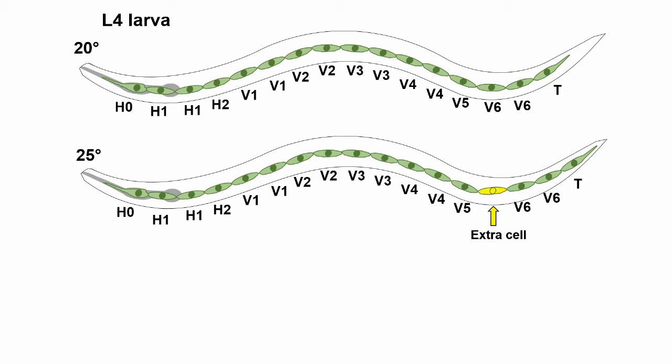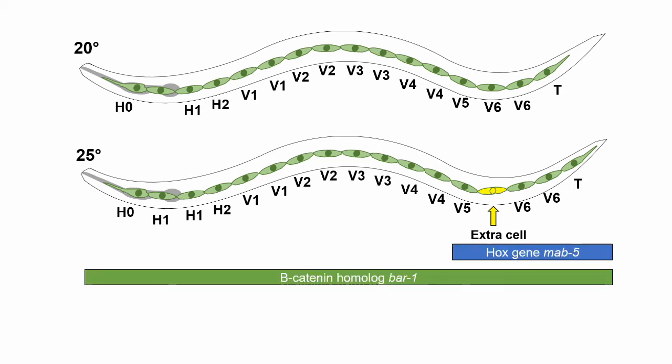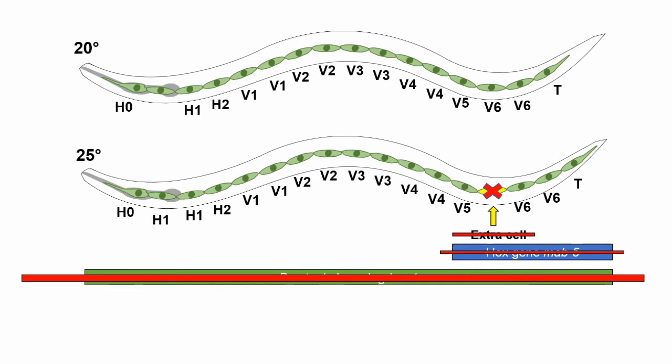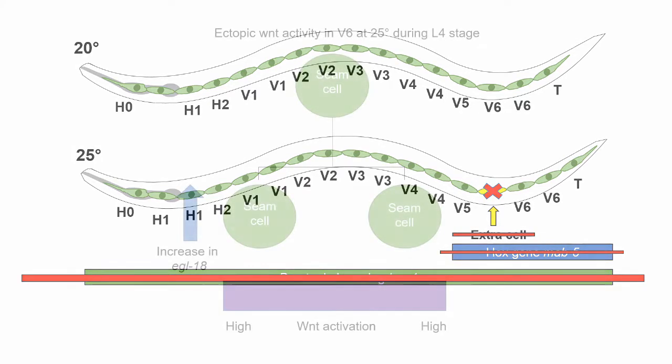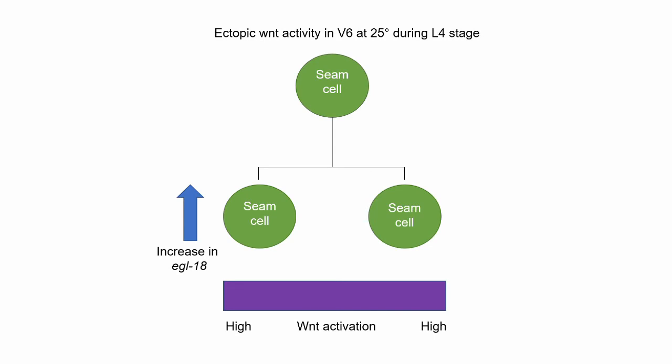Subsequent loss-of-function experiments showed the Hox gene, MAB5, expressed in the posterior region where the error occurs, and the beta-catenin homolog BAR1, expressed in the seam cells, were required for errors in cell fate choice. We also show that Wnt activity at L4 was not as asymmetrically distributed at 25 degrees, and surprisingly even at 20 degrees. Further, we observed the GATA transcription factor, EGL18, involved in Wnt activation and usually asymmetrically distributed between seam cell daughters, now displayed symmetric distribution in a number of animals. Therefore, we suggest impaired cell signaling via the Wnt pathway leads to ectopic Wnt activation in anterior V6 daughters at L4 and a retention of the seam cell fate.